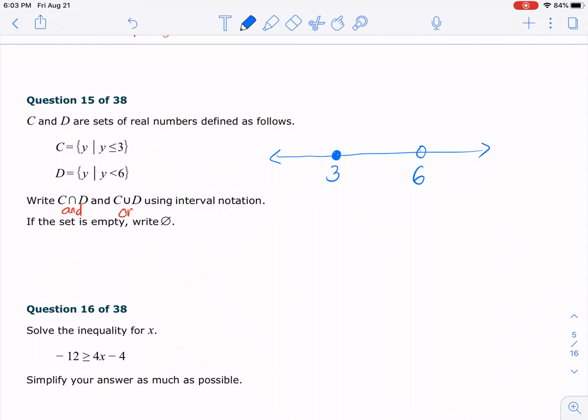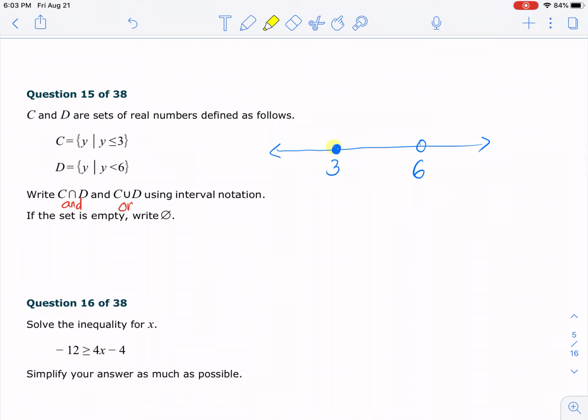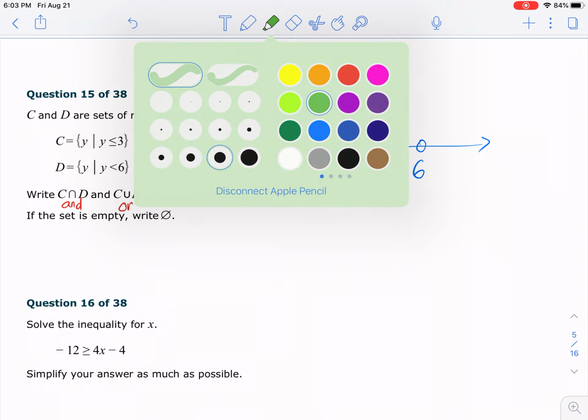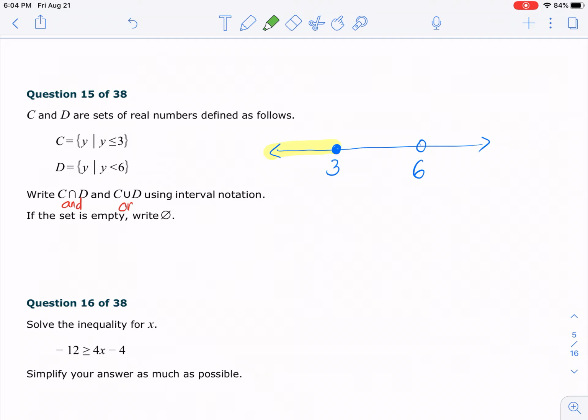So it's going to be to the left. I'm going to use a different color. And then for D, y is less than 6 as well. So it's to the left as well. Okay, make sure you don't stop at 3 because y less than 6 also means y less than 3. So we want to keep both colors that way.